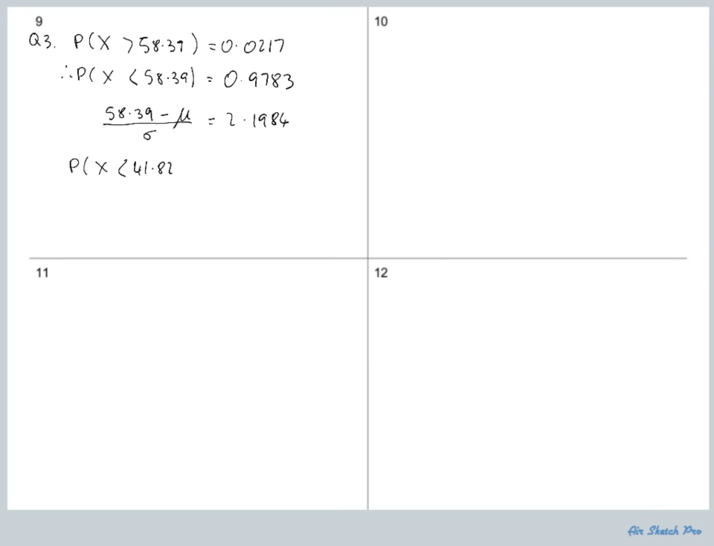41.82, which it says is equal to 0.0287, and then I would standardize it, work out what the inverse is, and I would get 41.82 minus mu over sigma is equal to negative 1.90025.